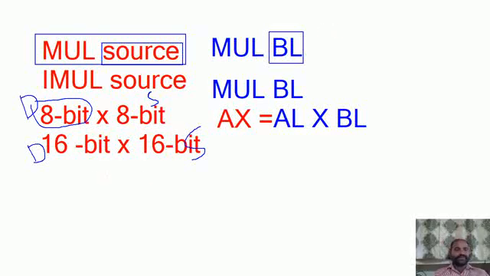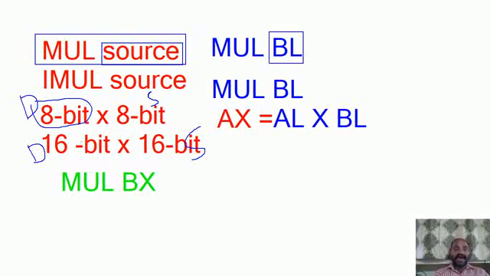For example, if you are writing the instruction like this, MUL BX. So here the operand is the source. As per the syntax, the syntax is MUL space source. Now as per the syntax, BX is the source.